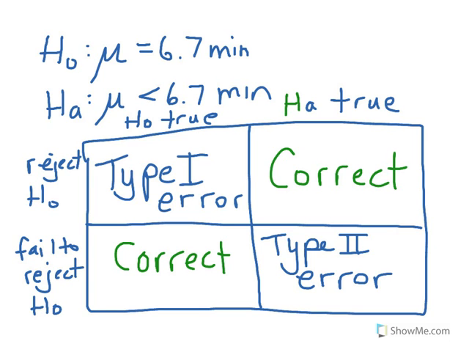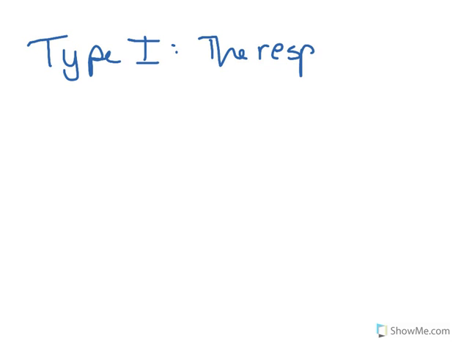So first thing we're going to do with our paramedic example is we're going to say, what if, in fact, this null is true, that the mean response time has not changed, it's still roughly 6.7 minutes, but yet we reject it in favor of the alternative that mu is less than 6.7 minutes. What would that really entail, and what problems could it potentially cause? So let's take a moment to just talk about type 1 error in this case. So remember, in type 1, the response time is still approximately 6.7 minutes.